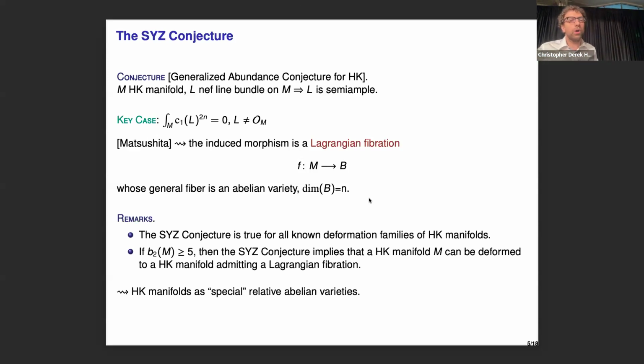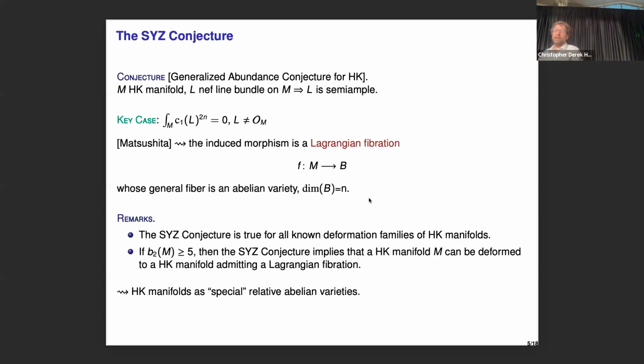And so two little remarks. First of all, this conjecture is true on all examples that we know. We'll see a bit about this later. For example, for the four examples we know, this conjecture holds. And second, as I was remarking before, the second Betti number of our manifold is greater than or equal to 5, and by elementary lattice theoretical results, if the conjecture holds, then I can always deform the manifold to something which admits a Lagrangian fibration. And so this is exactly the setting in which the theorem that was mentioned before will hold.